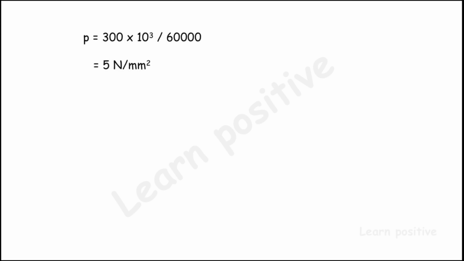We get the answer as 5 Newton per mm square. The Newton per mm square comes from the load in Newton and the area in mm square. So Newton divided by mm square, it is the stress unit. So the value of stress is 5 Newton per mm square, and then we are going to find the strain.